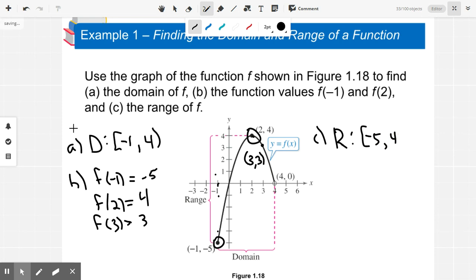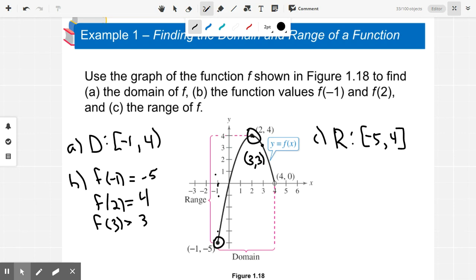So we go from -5 to 4 is the range, right? And we always want to go from smallest, so we're going to go from bottom to top when we're writing it in interval notation. All right. If that were to carry on forever, remember that would be -infinity up to the top point. Obviously, a parabola bounces back down. It doesn't keep going up forever.